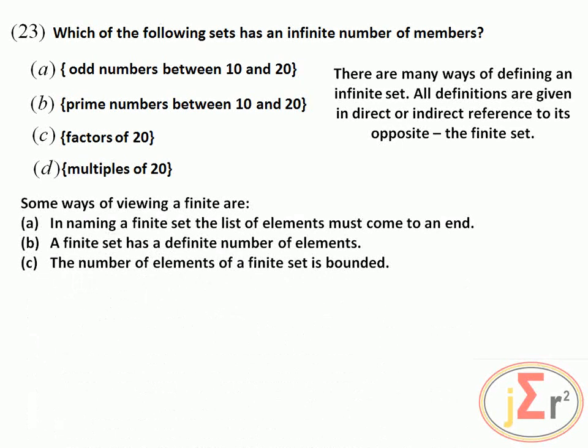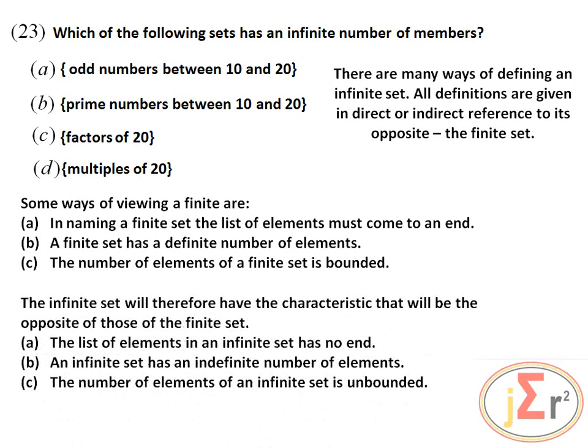Some ways of viewing a finite set are: in naming a finite set, the list of elements must come to an end. So as long as the set is finite, the list of elements must come to an end. A finite set has a definite number of elements. The number of elements of a finite set is bounded.